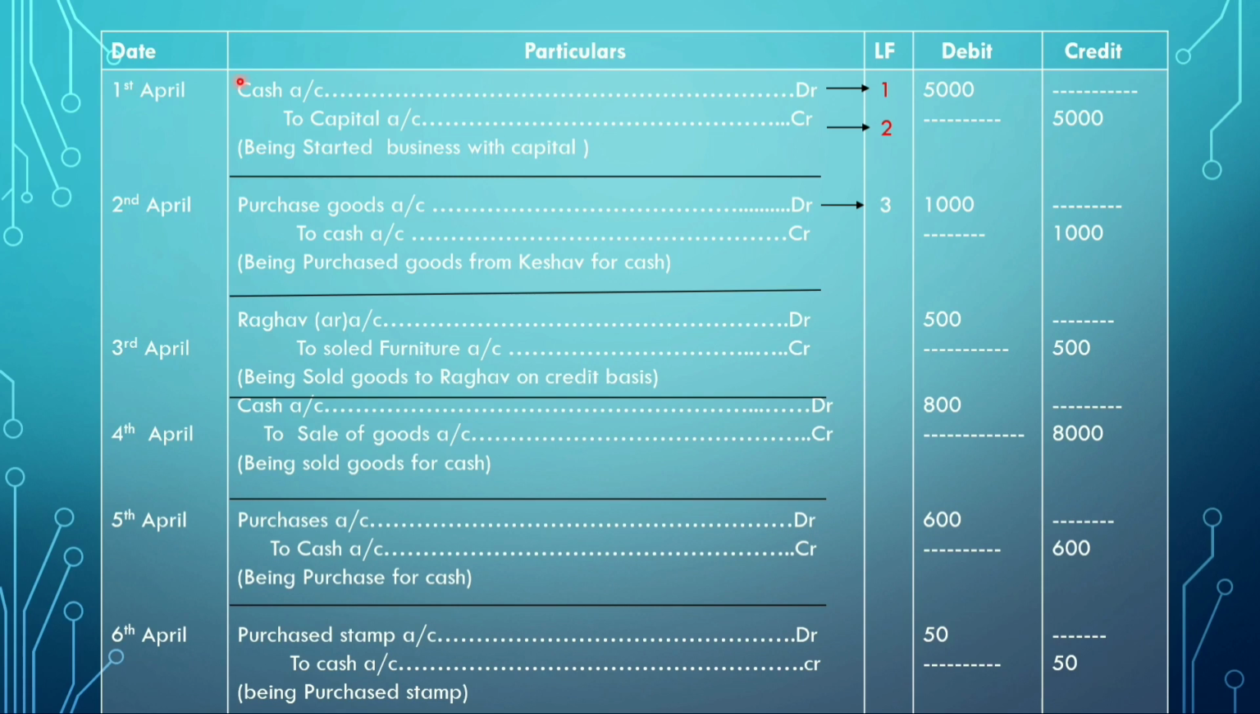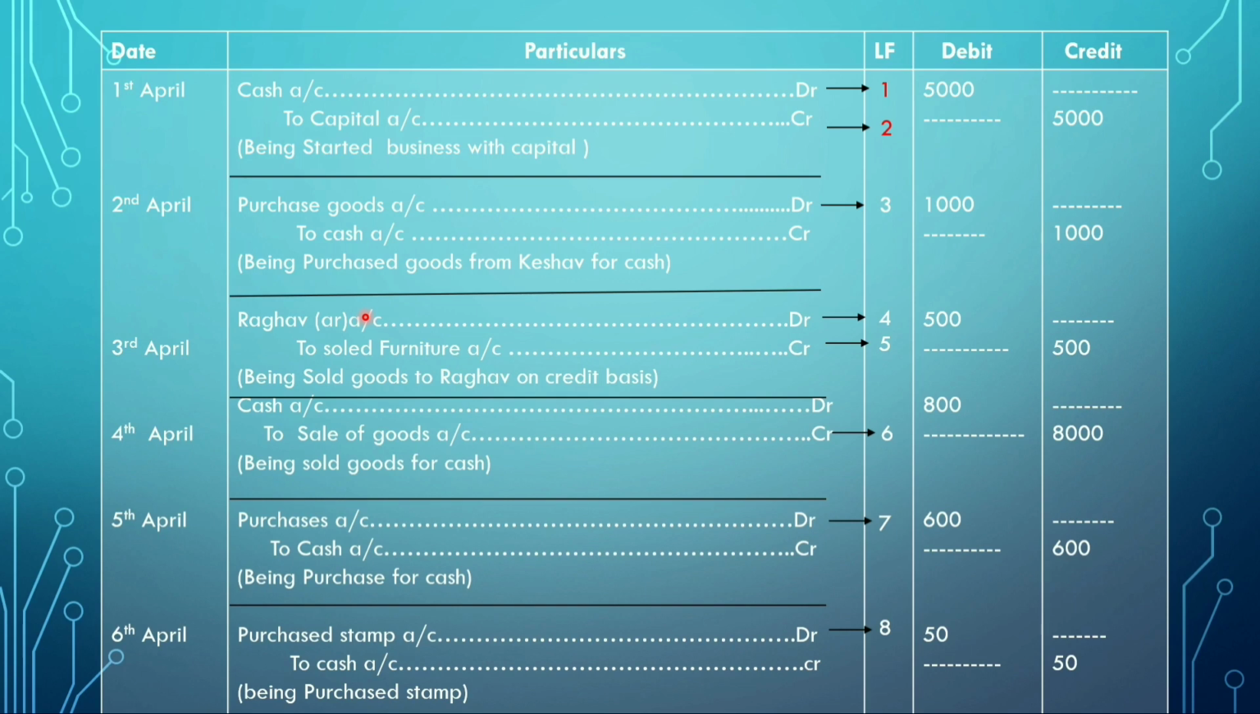Next we'll open one for Raghava, meaning accounts receivable. AR means accounts receivable account. Raghava accounts receivable account is the fourth ledger, and sold furniture account is the fifth ledger. Cash we won't open, because it was a repeated item. Next is the sale of goods account as the sixth ledger, and purchases is the seventh ledger. Cash we won't open. Next, purchase of stamp, the purchase stamp account, we'll open as ledger 8.